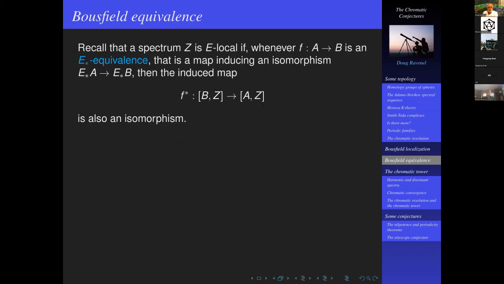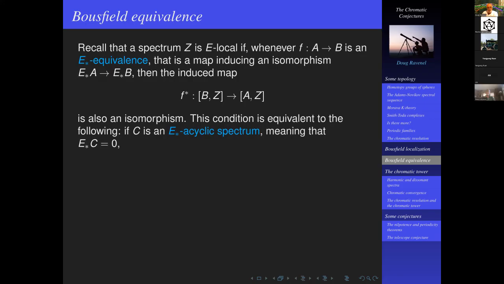So let me go back to Bousfield's definition. Remember that a spectrum is E-local if this condition is satisfied. Now, this condition is equivalent to another condition. If a spectrum C is E acyclic, meaning that its E homology is 0, then all maps from it into Z are null homotopic, or homotopic to the trivial map. So that's an equivalent condition on Z.